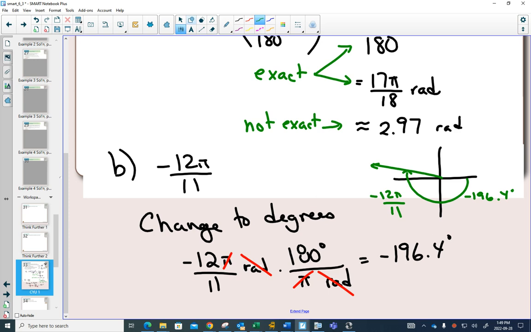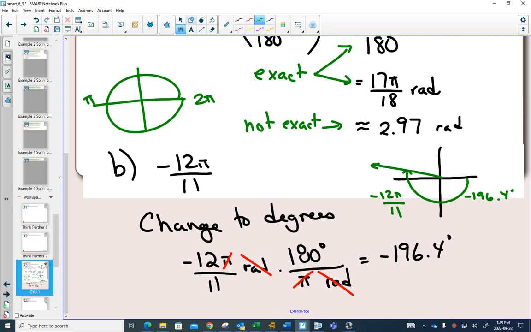But I'm going to want you to be able to visualize this directly in radians. How would you do that? Well, first of all, some important things you need to know. You need to know that all the way around a circle is 2 pi. Halfway around a circle is pi.